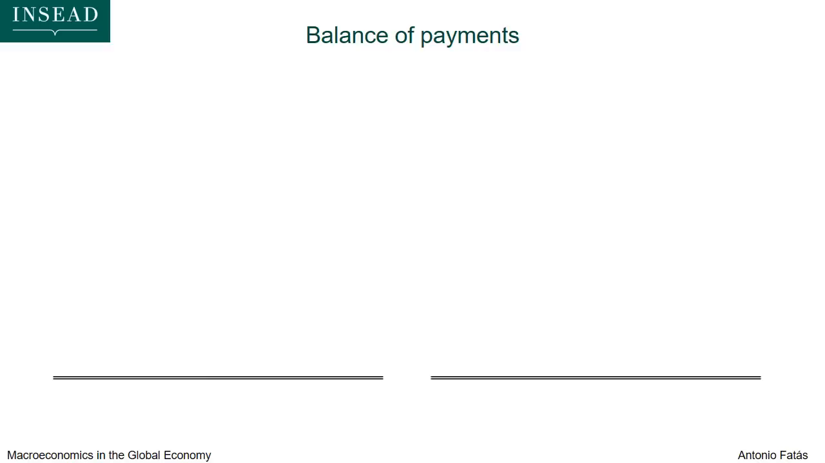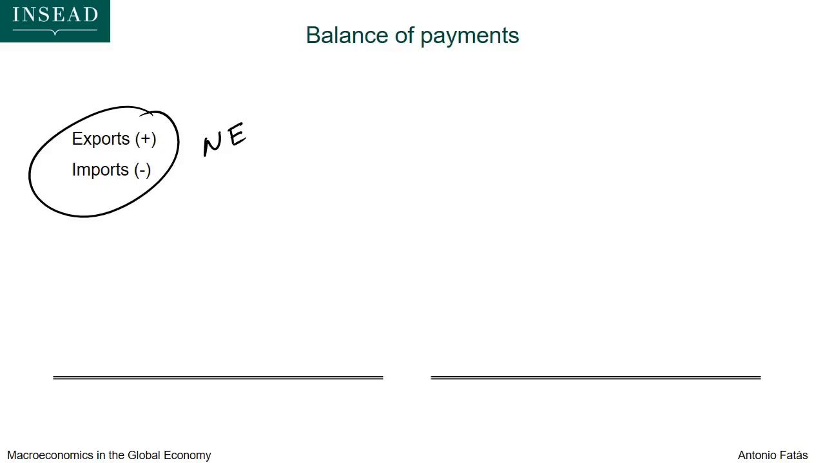Now, all these flows typically get recorded into different subcategories of the balance of payments. Broadly speaking, this is the way we're going to do it. We're going to collect first all the exports and imports of goods and services. This is what we call the net exports of a country. We then are going to collect all the net factor payments, all the income flows that are associated with either wages or profits or other unilateral transfers.